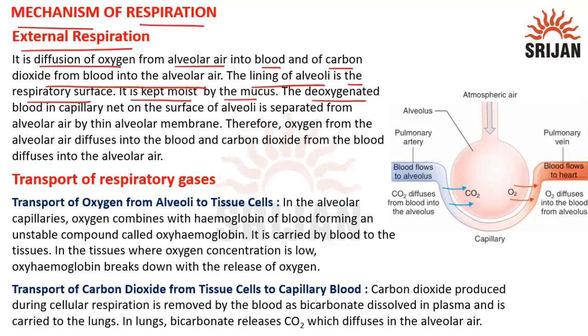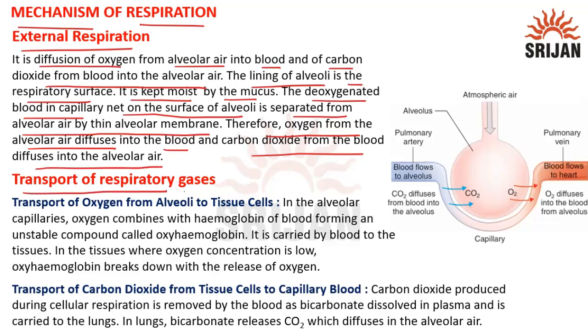The deoxygenated blood in the capillary net on the surface of alveoli is separated from alveolar air by thin alveolar membrane. Therefore, oxygen from the alveolar air diffuses into blood and carbon dioxide from the blood diffuses into alveolar air.